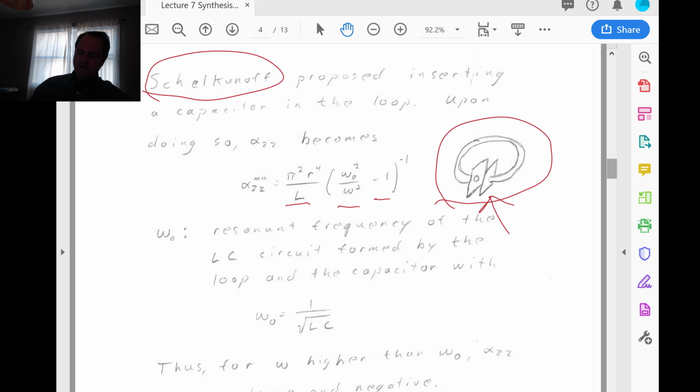But regardless of that, Shulkinoff should get some credit because he did figure out the first way to actually make it a mu. And quite often his name is forgotten in metamaterials.